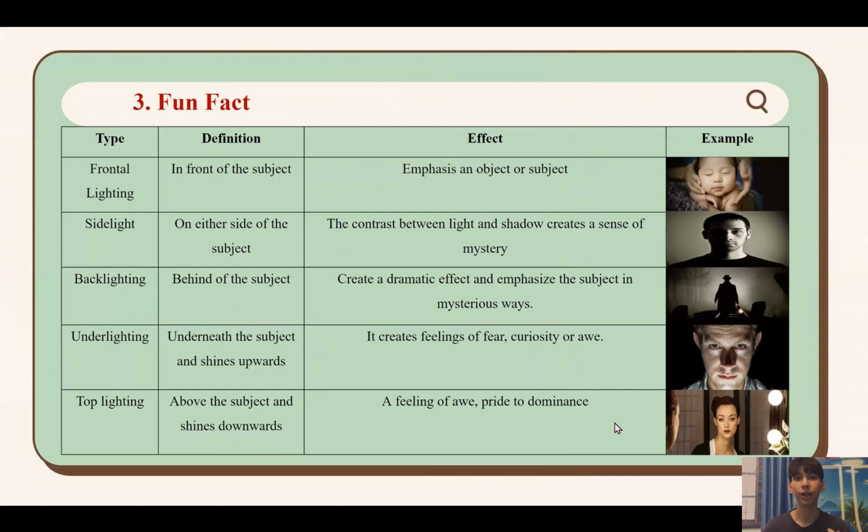And the final one is top lighting. In top lighting, it means that the light is placed above the subjects and shines downward. So it will create the feeling of pride and dominance. So this type of light, I think, is often used in movies which have celebrity characters. So it will have the top lighting to cover the celebrity characters in order to reflect the pride of the characters.